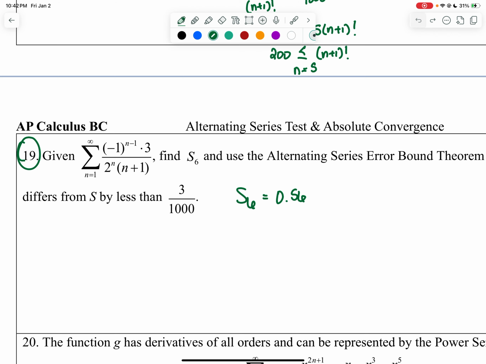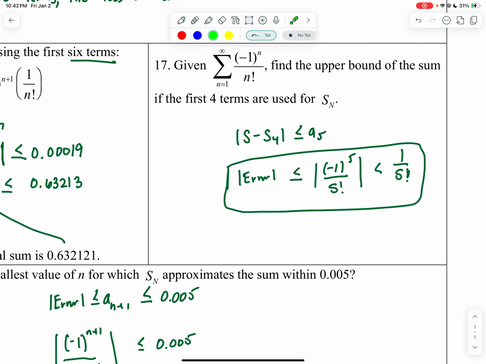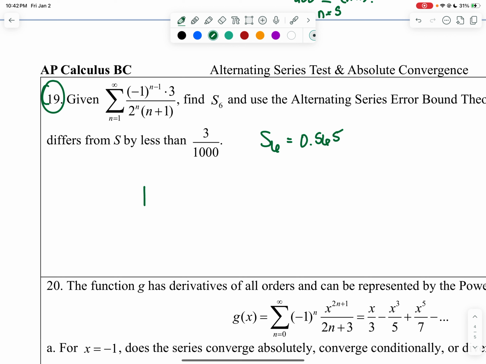Now, like I said earlier on number 17, you do not have to write this, right? So you could write error. Oh, also one more important thing. Whenever you're justifying this on the AP exam, you are never going to set the error equal to it. It's always going to be an inequality, and you always want to make sure that you prove that it's definitely less than 3 over 1,000.